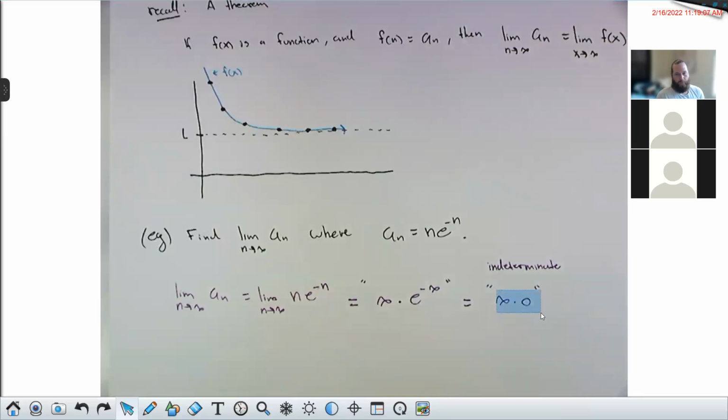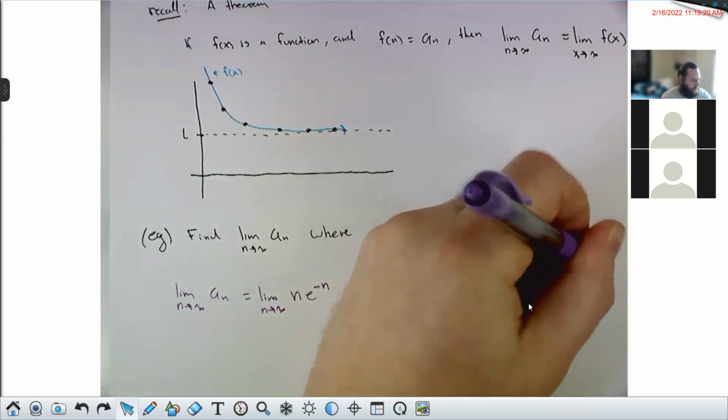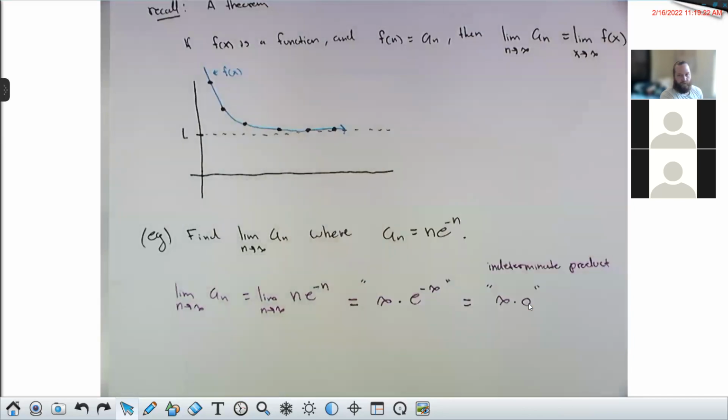Since these are both showing up in the context of a limit, we cannot say what infinity times 0 is in every situation. So this is what's called an indeterminate product, which is a specific type of indeterminate form. And you learned about these in section 4.3 of Calc 1, where you learned the thing called L'Hopital's rule.